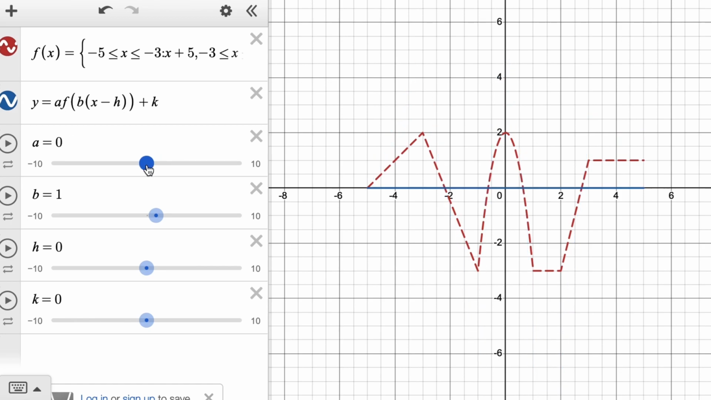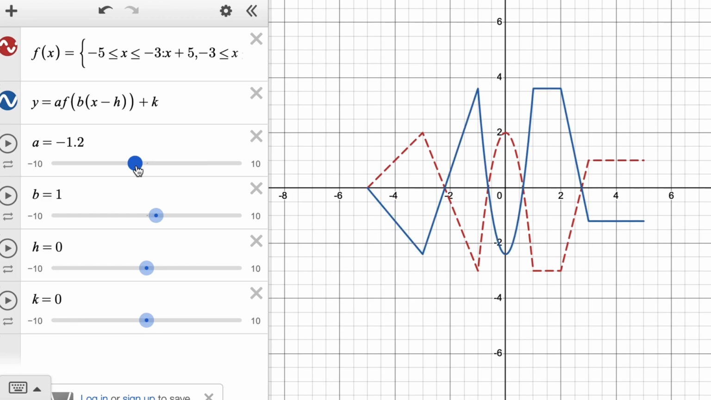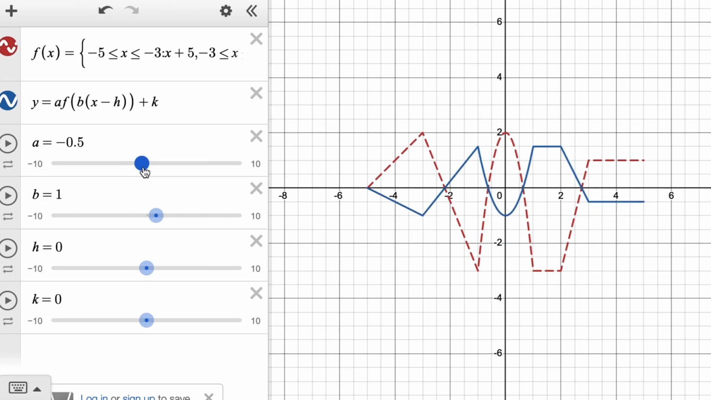The same is true when a is between 0 and -1. The graph is flipped upside down and it's vertically compressed, which means that as the value of a gets closer to 0, the graph is more and more compressed until at 0 it is a straight line.